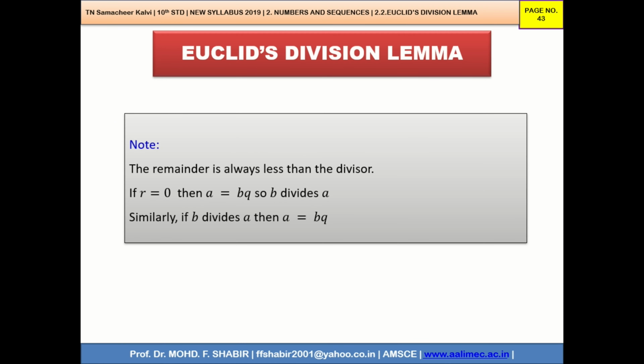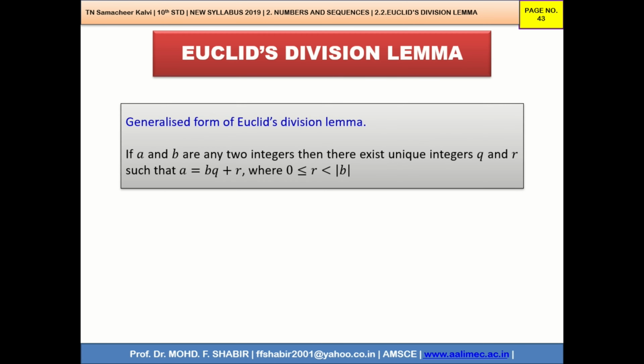Note, the remainder is always less than the divisor. If R equal to 0, then A equal to BQ, so B divides A. Similarly, if B divides A, then A equal to BQ. Generalized form of Euclid's division lemma. If A and B are two integers, then there exist unique integers Q and R such that A equal to BQ plus R, where R is more than or equal to 0 and less than B, where B is positive integer.